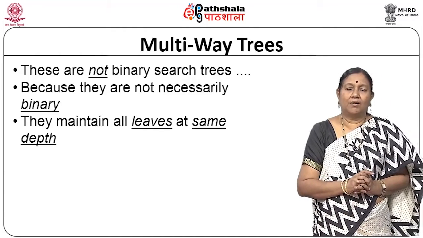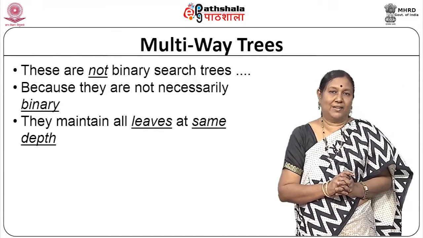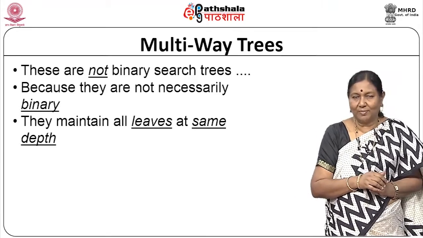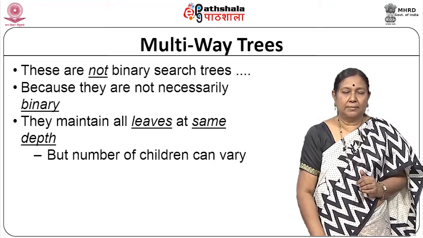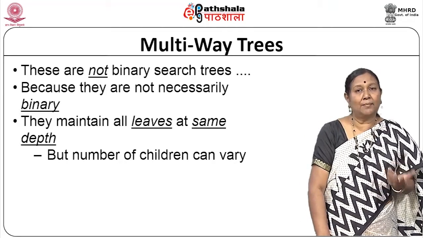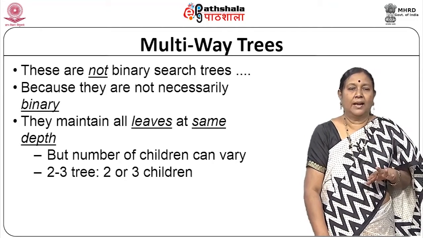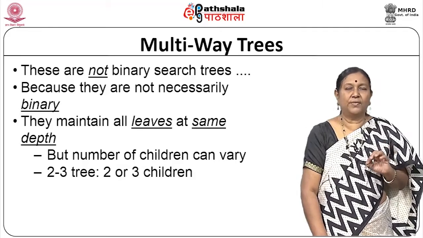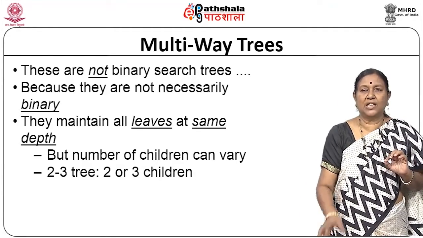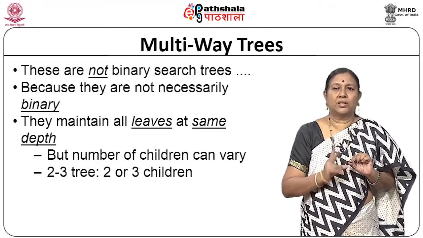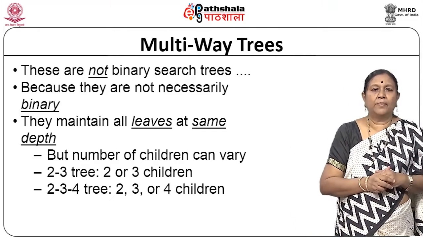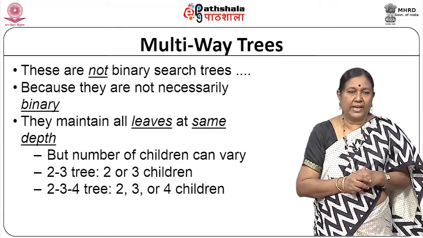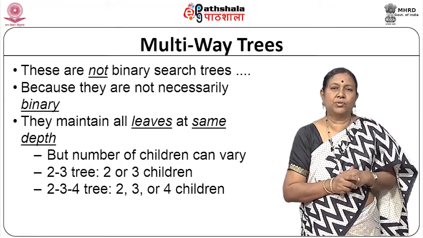They maintain all leaves at the same level. This is a little different from what we saw for binary search trees. They maintain all leaves at the same level, same depth, but the number of children can vary. In this module we are going to talk about the 2-3 tree, that is, each node can have 2 or 3 children, and later on in the next module we will be talking about the 2-3-4 tree, where each node can have 2, 3 or 4 children.